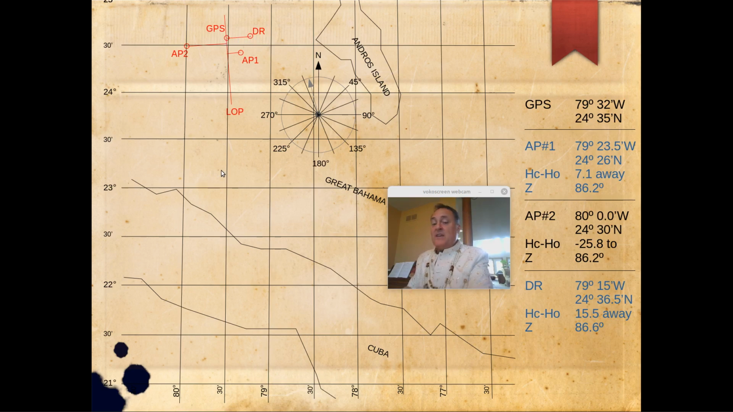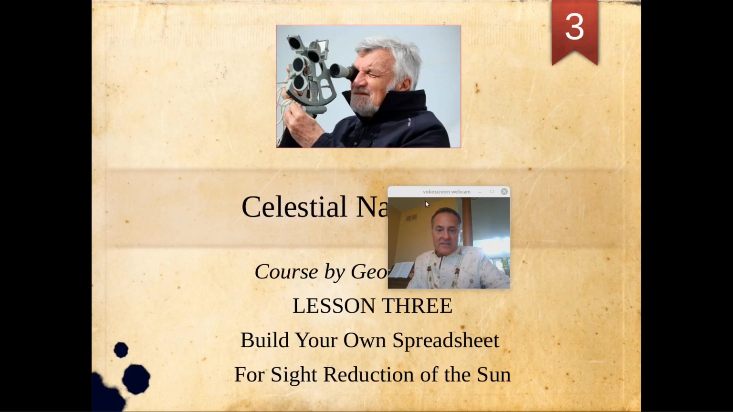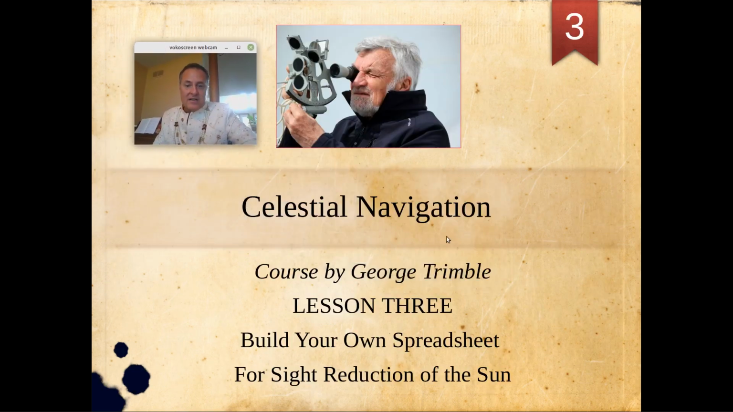And later you can cross another line of position, perhaps on a star or a moon shot. You can cross another line of position and get a fix. We'll talk about more of that in our next course, or rather lesson 3 of this course, where I'll show you maybe some more details on how to build your own spreadsheet.